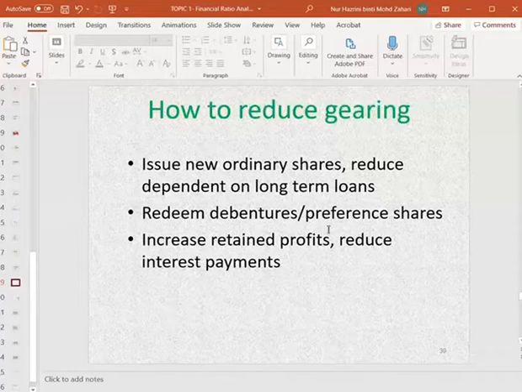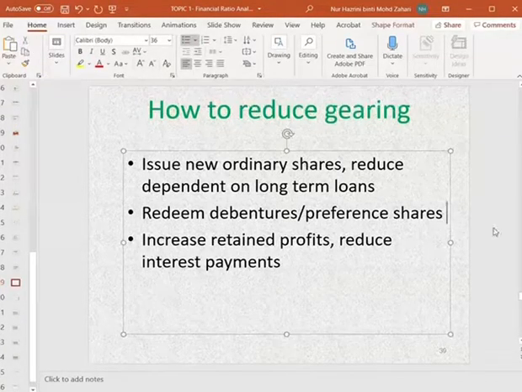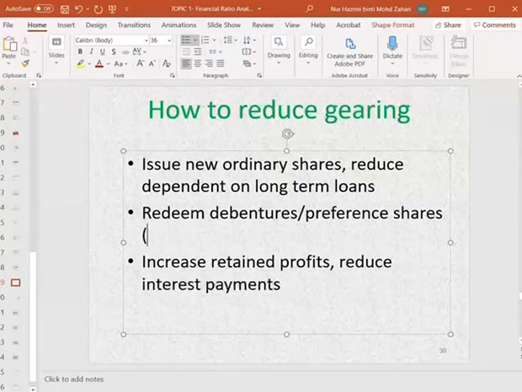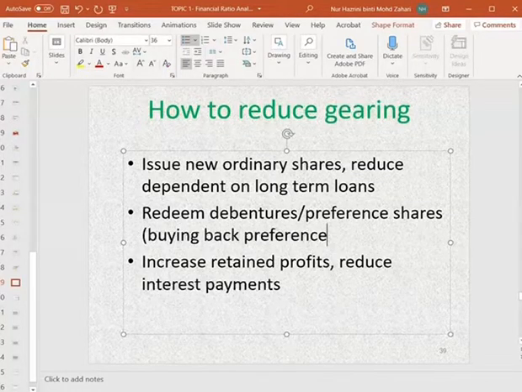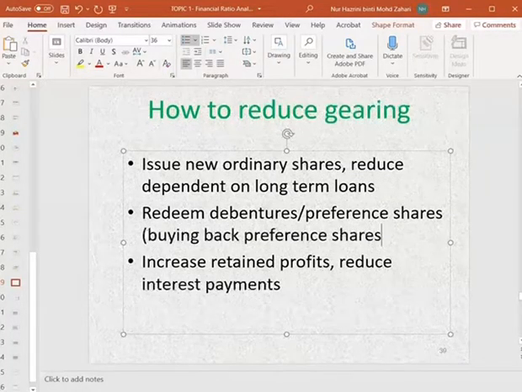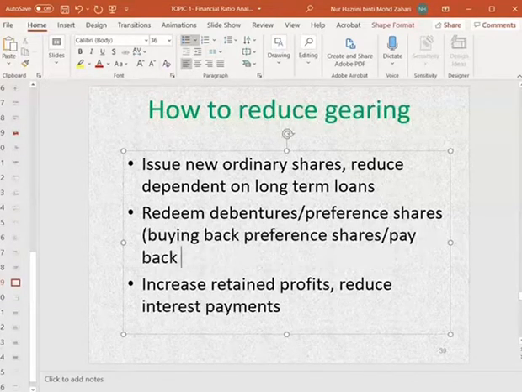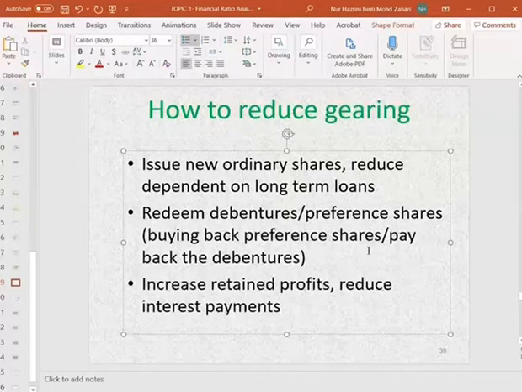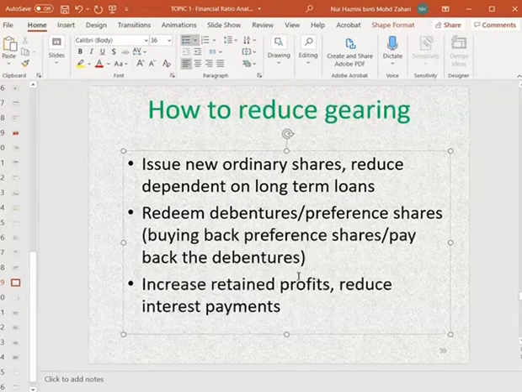Or redeem debenture or preference shares. Redeem means purchasing back or buying back preference shares. For debenture, redeem means pay back the debenture. But of course, if you want to buy back your preference shares and pay back the debenture, you need a lot of cash as well.